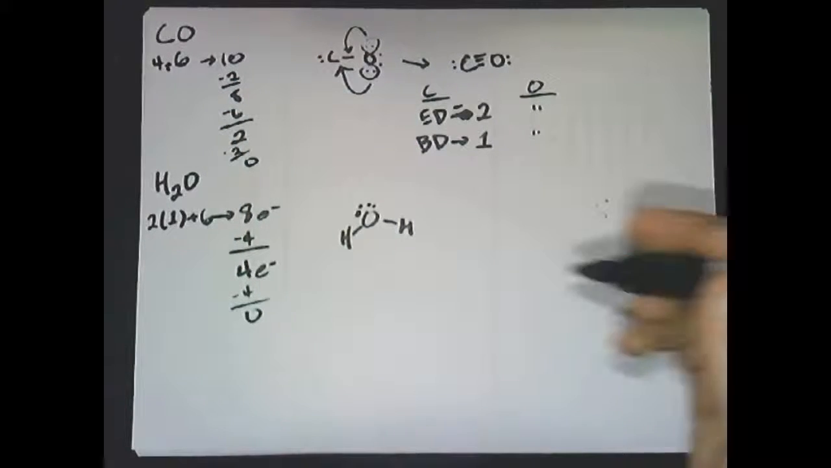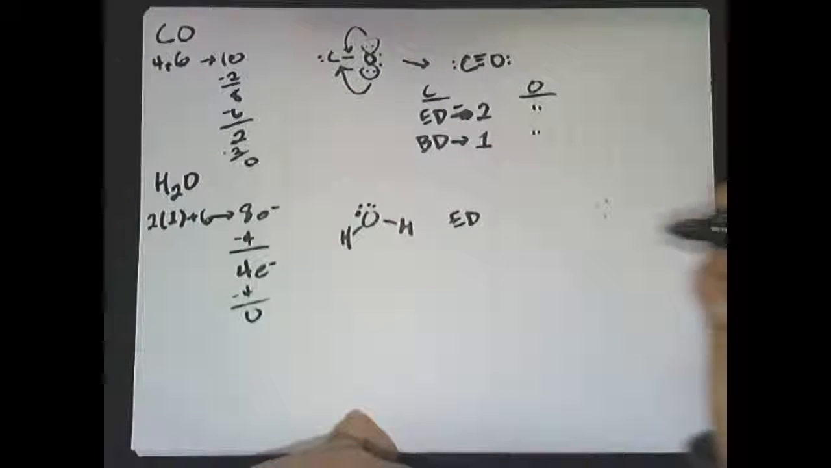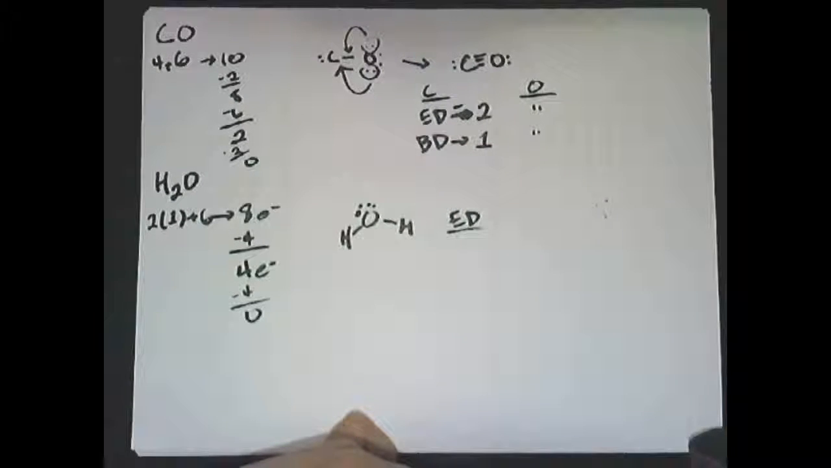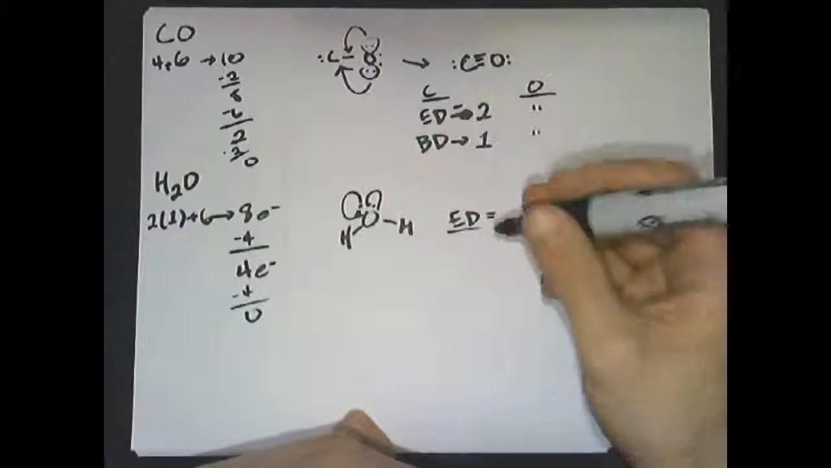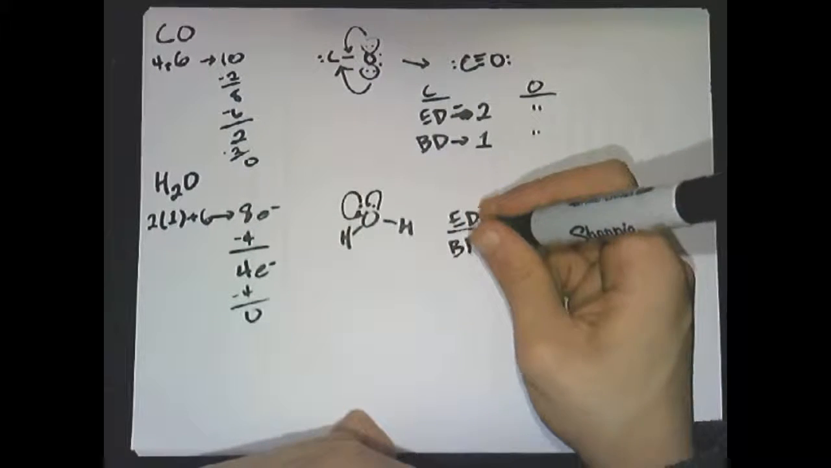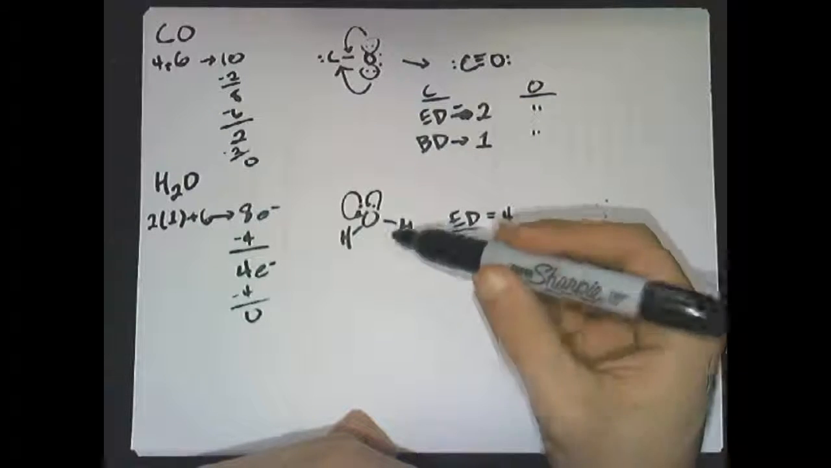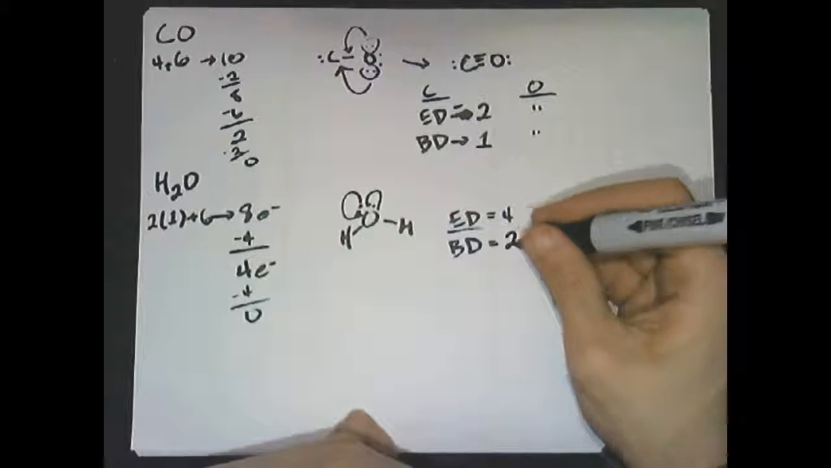So how many electron domains are on this oxygen? How many do you think? Good. I'm glad you came up with 1, 2, 3, 4 electron domains. And how many bonding domains are there on this oxygen? That's right. There are 1, 2 bonding domains on this oxygen.